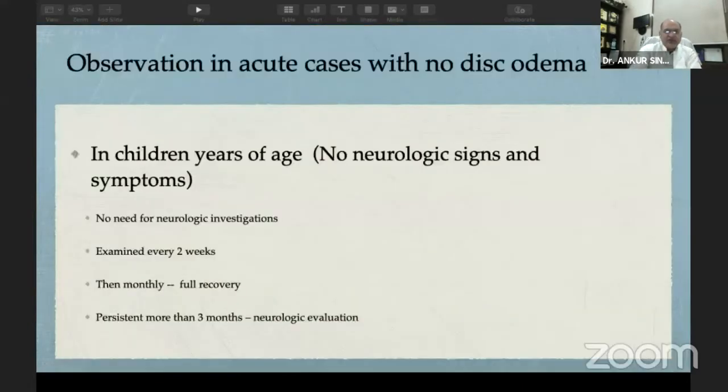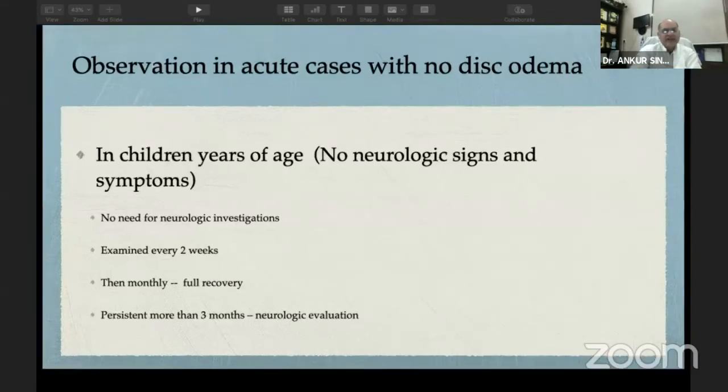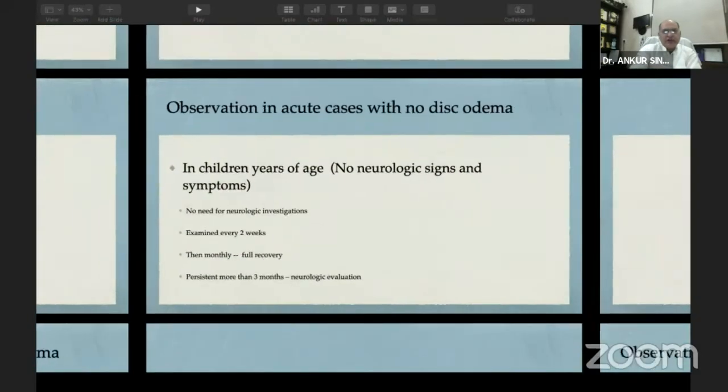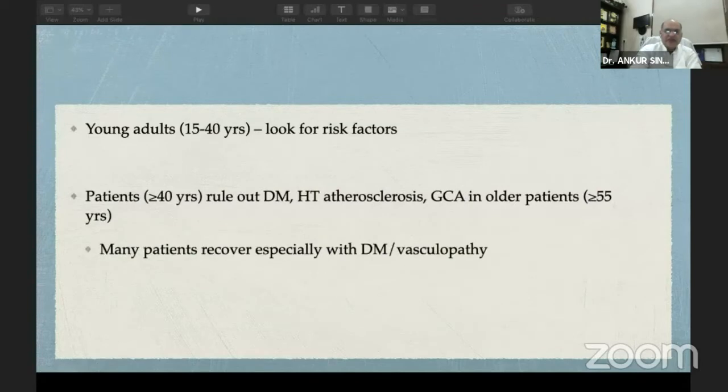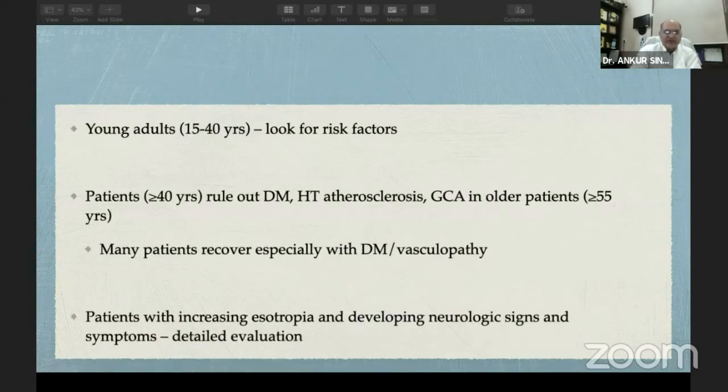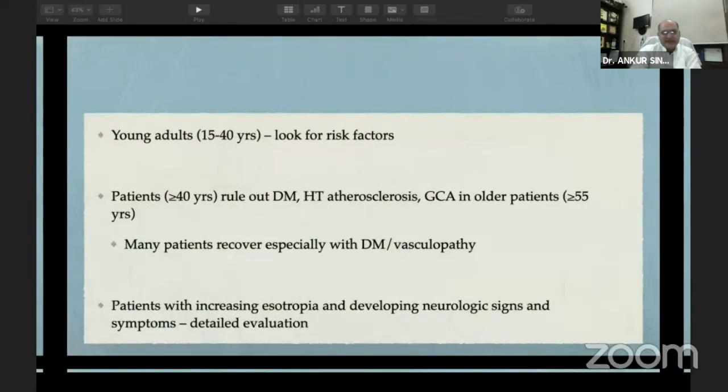Now, if in children there are no signs of neurological illness, we can observe these cases at 2-weekly intervals till the time full recovery occurs. But if it persists for more than 3 months, then a neurological evaluation is a must. For young adults between 15 to 40 years, we should look for the risk factors. For patients who are more than 40 years of age, rule out diabetes, hypertension, GCA in little older patients, look for vasculopathies because of diabetes or hypertension. And in all the patients with increasing esotropia or developing neurological signs, a detailed evaluation is a must.